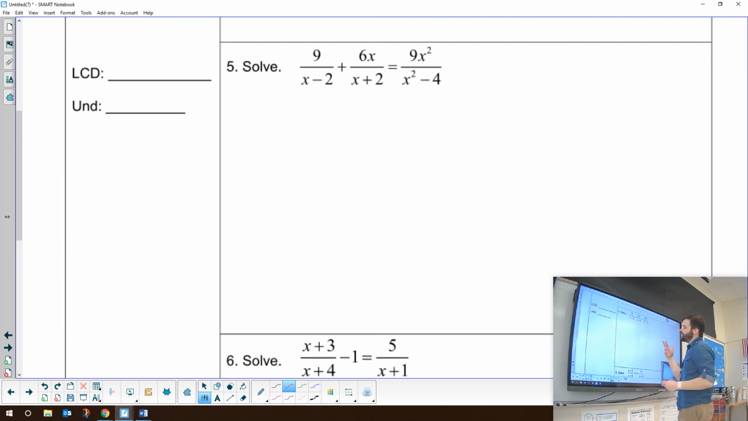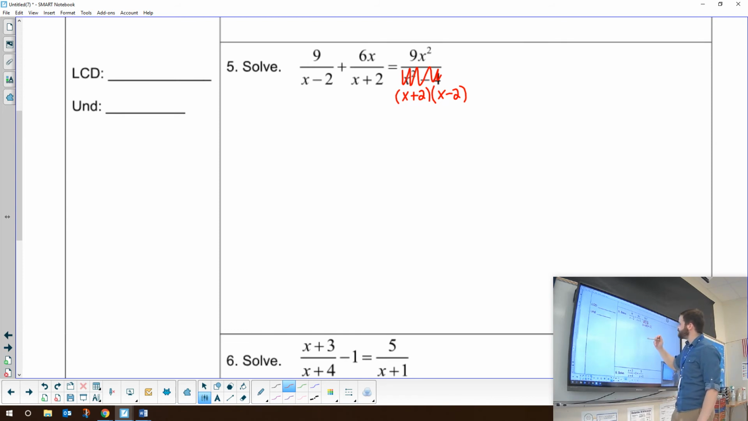So for number 5, first off, look for our least common denominator. To find that, we're going to need to factor this x squared minus 4. And I'm going to factor this x squared minus 4 by using difference of squares. So we're going to factor it to x plus 2 times x minus 2. X times x is x squared. 2 times negative 2 is negative 4. So we can mark that off there.